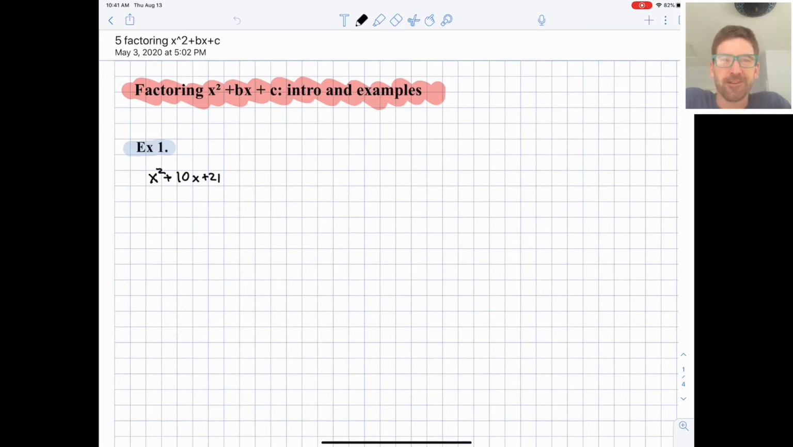All right, we are moving on in our unit on polynomials and factoring, and this particular video, this topic will cover factoring x squared plus bx plus c, and we are really just going to do a bunch of examples. I'll do a brief introduction, but mostly this is a lot of examples that we'll be doing today.